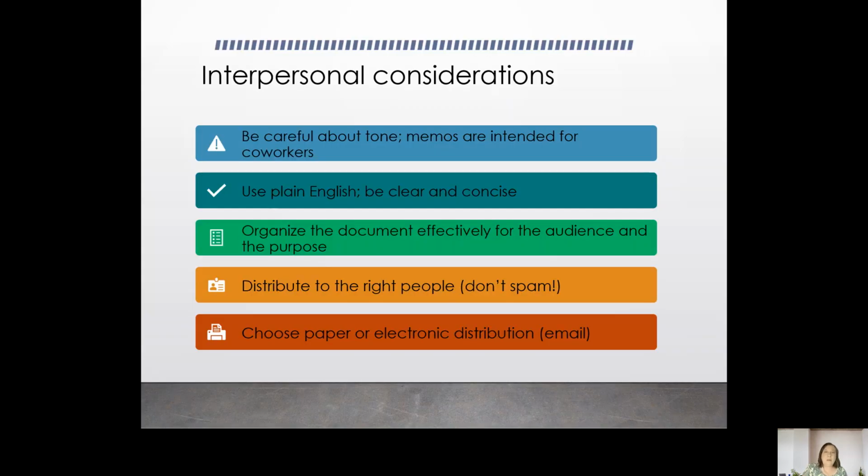Remember, when you're writing a memo and when you're sending emails, your tone, even though it can be a little more casual than a letter, still needs to be professional. You need to be writing clearly and concisely, trying to organize and present your information so that the reader can understand it quickly and can respond to it readily. You also want to make sure you don't spam people with memos or emails. Don't do a reply all, just reply to the people you need to reply to.